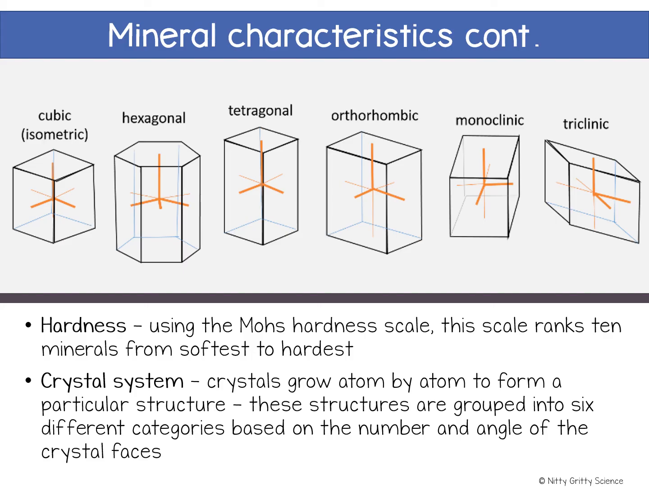Finally, the crystals of each mineral grow atom by atom to form minerals' particular crystal structure. Looking at the image on the slide, geologists classify these structures into 6 groups based on the number and angle of the crystal faces.